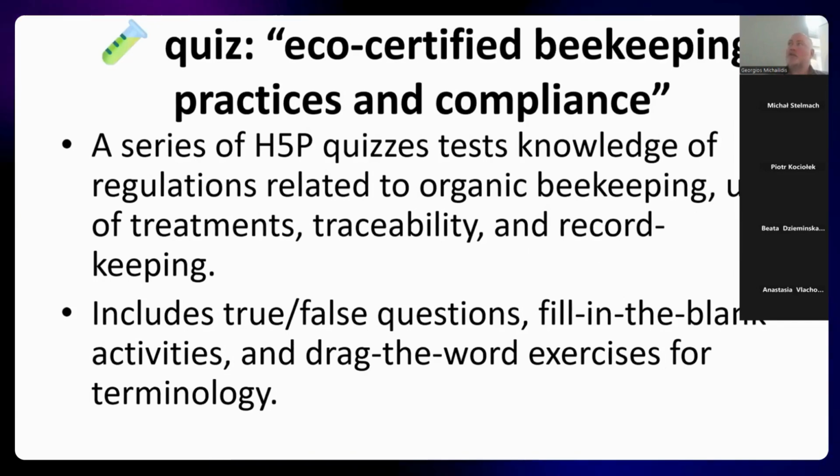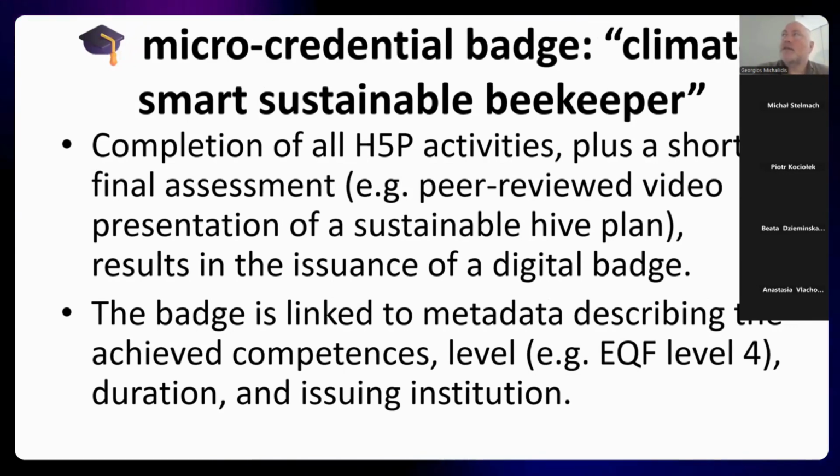Then you can also have a quiz, eco-certified beekeeping practice and compliance. So these are the type of tests that I showed you before that you can use so that the person can self-assess. And then you get a micro-credential badge, which is a climate smart sustainable beekeeper badge. So you have completed all these 5 activities, you have done self-assessment, you do the test, you pass the test. In most cases, you put 70% as a passing rate. It actually depends on the VET institute, what they demand. But in most of them, we get between 60 and 70 as a demand.